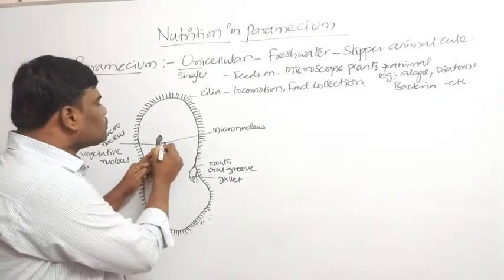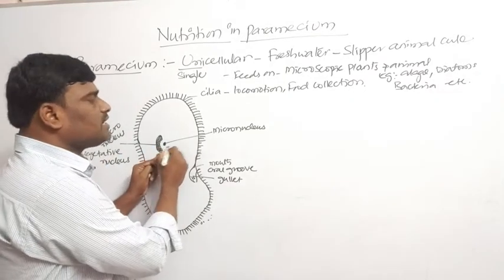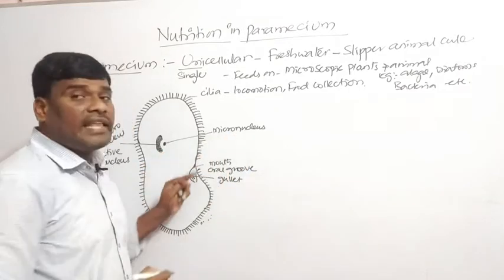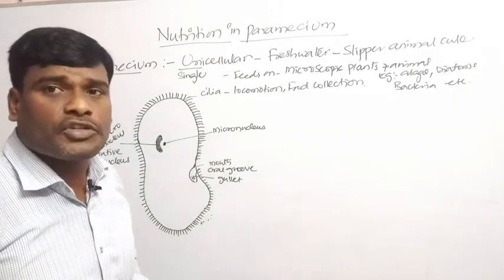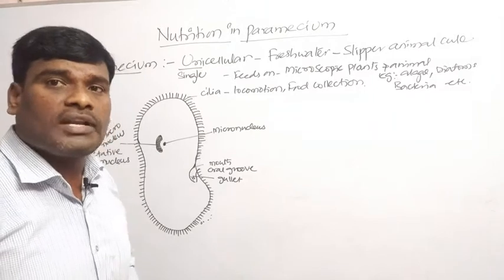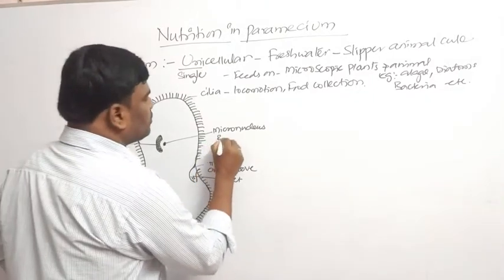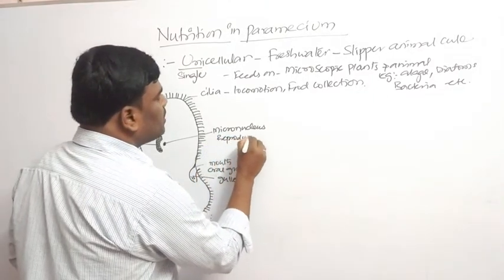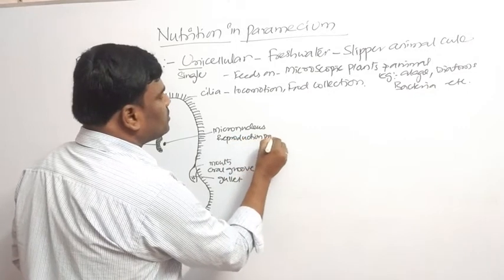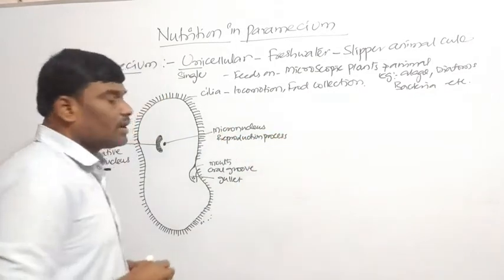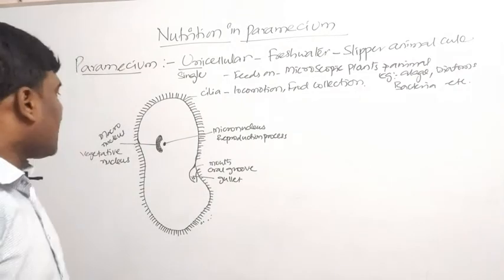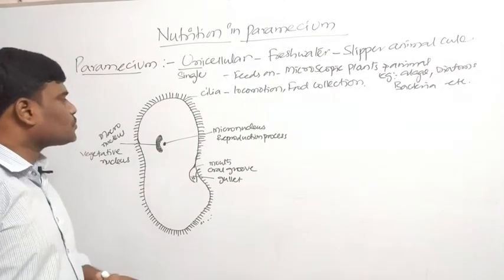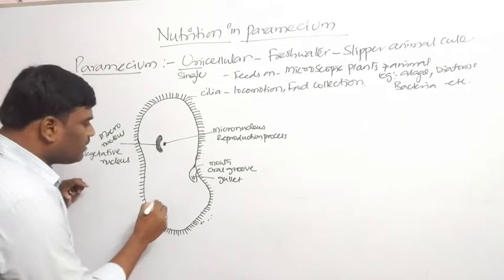And next come to the small one. It is a small nucleus. It is called micronucleus. And this micronucleus in the Paramecium is responsible for what, children? Reproduction process. It is useful for the reproduction process. Got the point? Yes. And one more thing, children, there is another structure called the contractile vacuole.